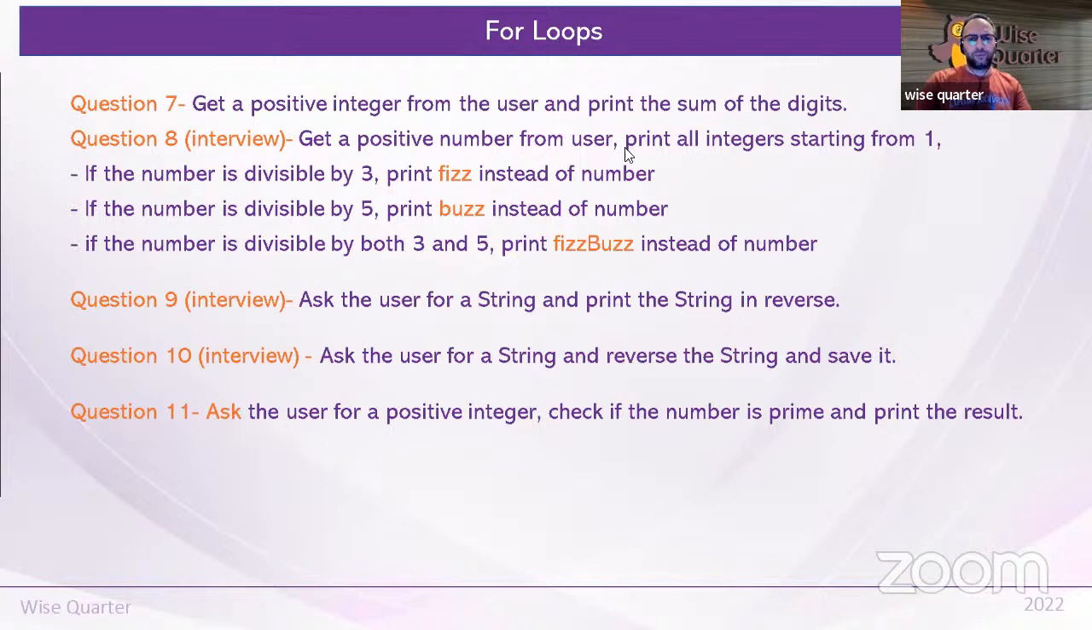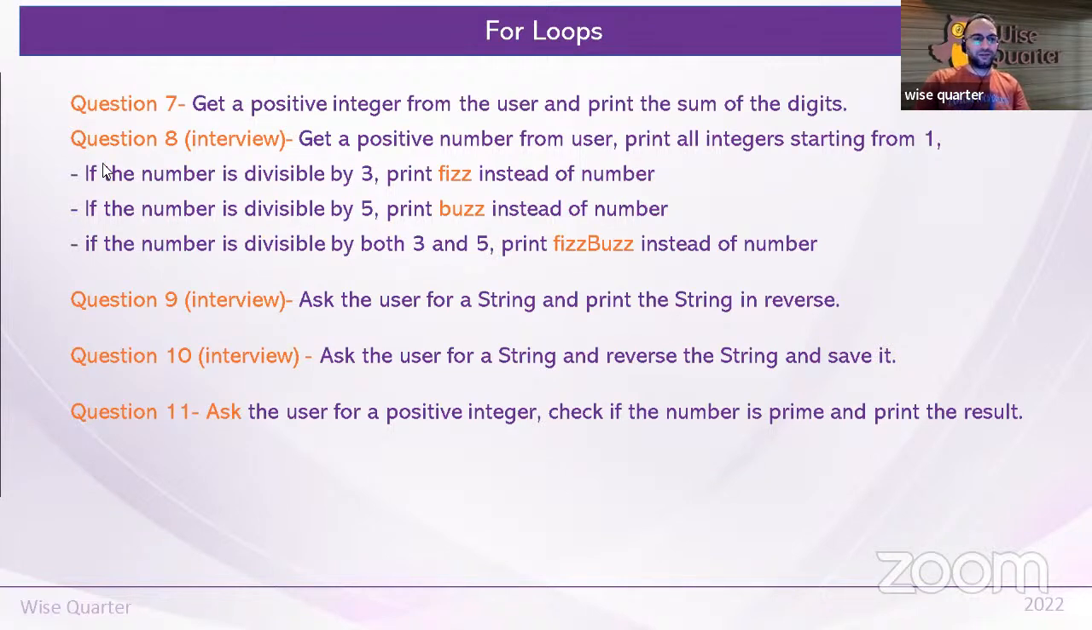Get a positive number from the user and print all integers starting from 1. If the number is divisible by 3, we will print "fizz" instead of the number. If the number is divisible by 5, we will print "buzz". Okay. If the number is divisible by both 3 and 5, we will print "fizzbuzz". This is a very funny question.